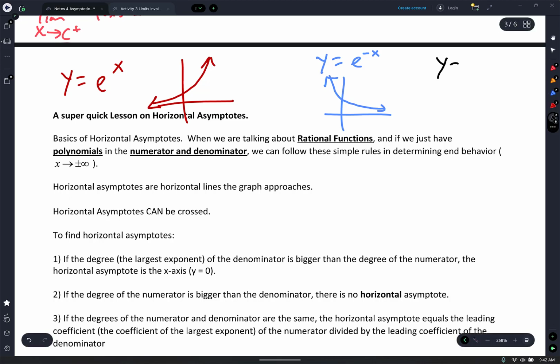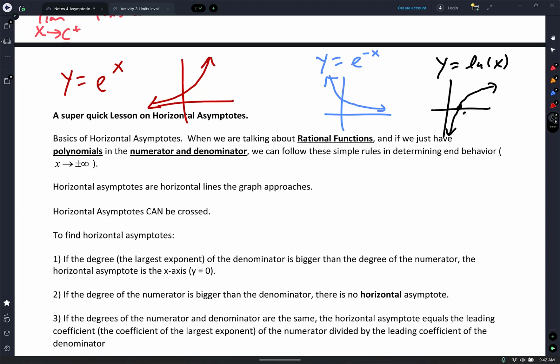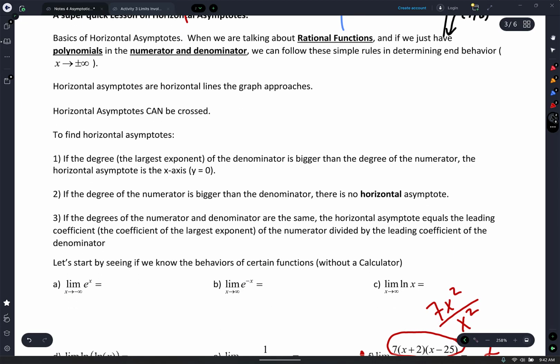All right, what else do we got to know? y equals ln of x. That has a vertical asymptote at x equals 0, and it crosses the x-axis at (1, 0). And there are reciprocals of this, (0, 1) and (0, 1). Are we okay? Okay, so now let's see if we can figure this out.